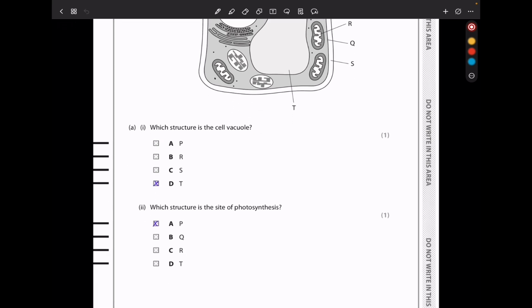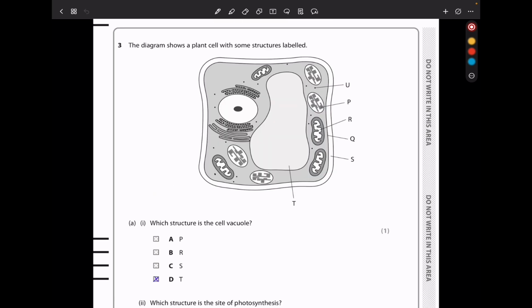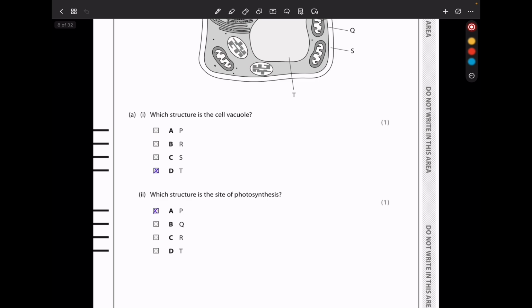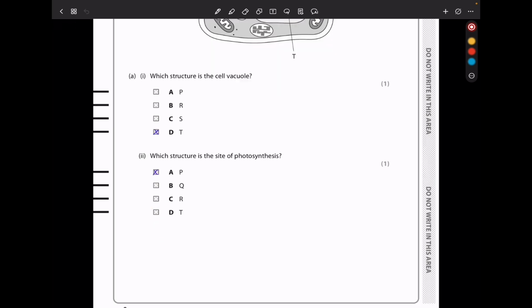And the next part says which structure is the site of photosynthesis. Photosynthesis takes place in the chloroplast. And we can see structure P is the chloroplast. This one here is the mitochondrion. So P is going to be the answer there, and which is going to be A.